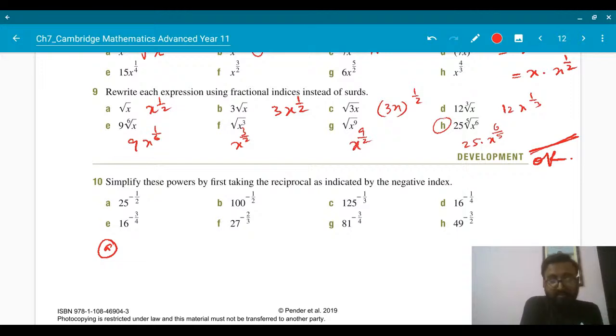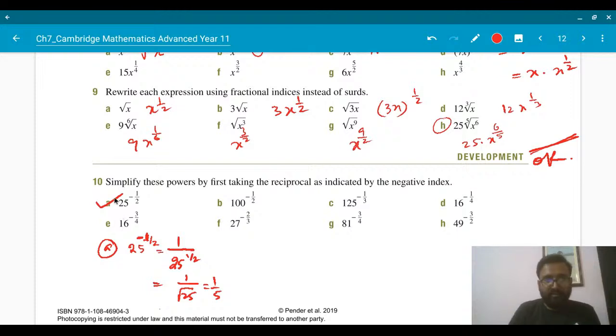No, the minus sign does not make the square root negative; a square root is only positive. Minus means it goes down. So 25 power minus 1 by 2 is equal to 1 by 25 power 1 by 2. The minus is removed by taking 1 by 25 power 1 by 2, and it is positive. Now it is the square root of 25, which is 1 by 5. So it's simple. Even B, C and D are simple.